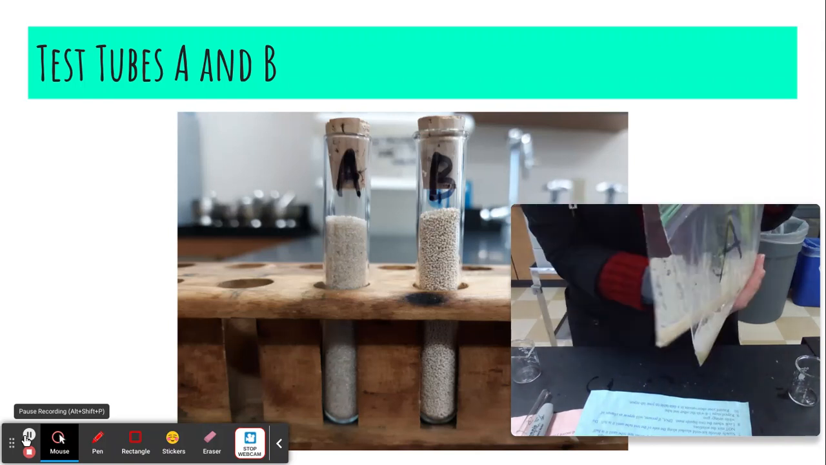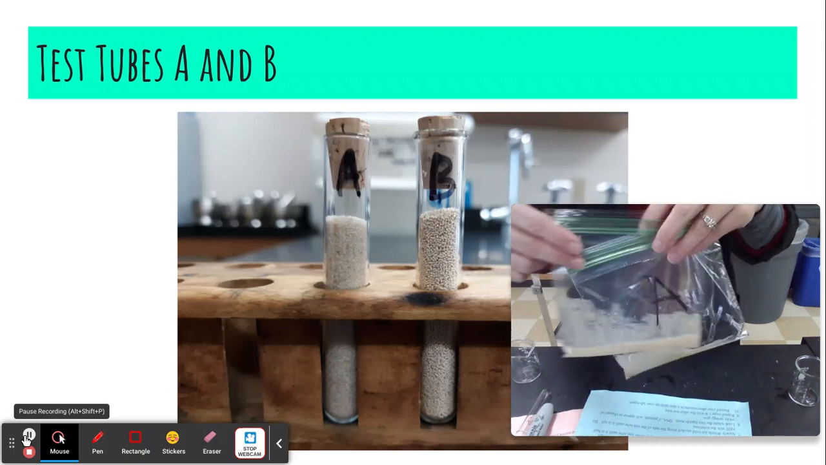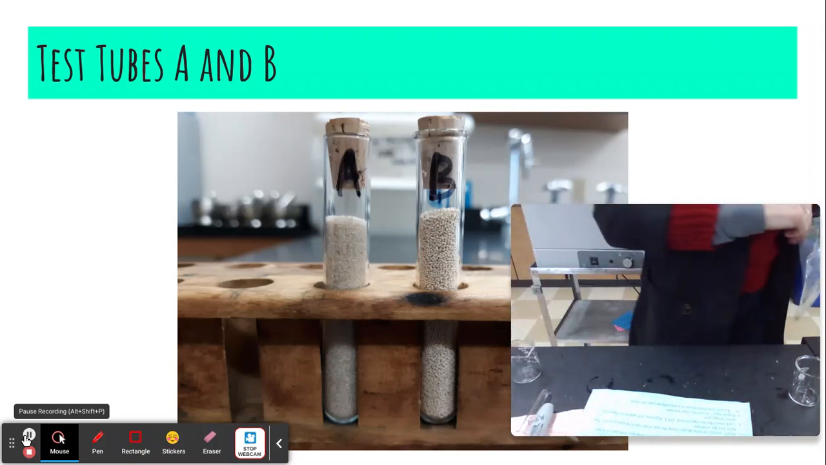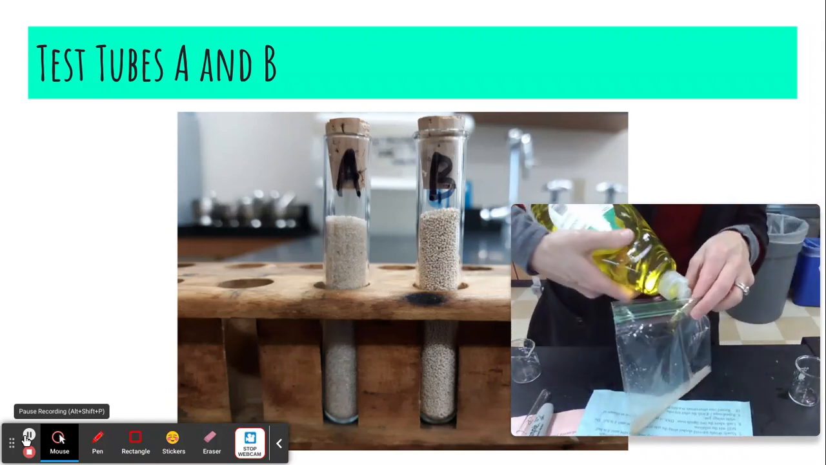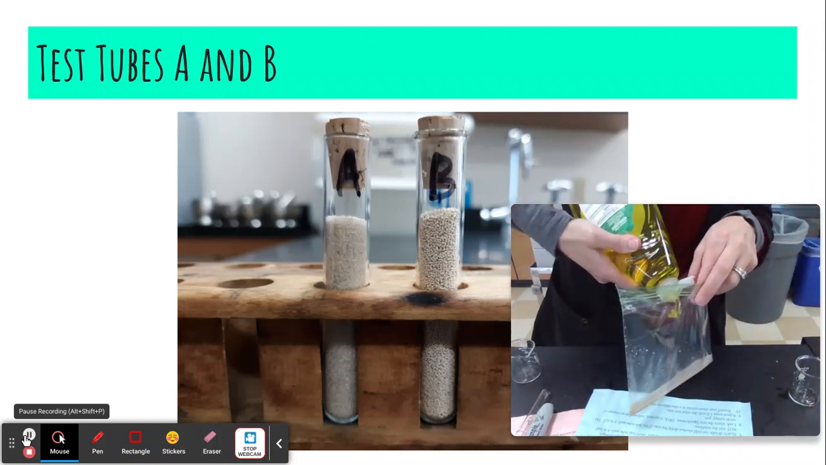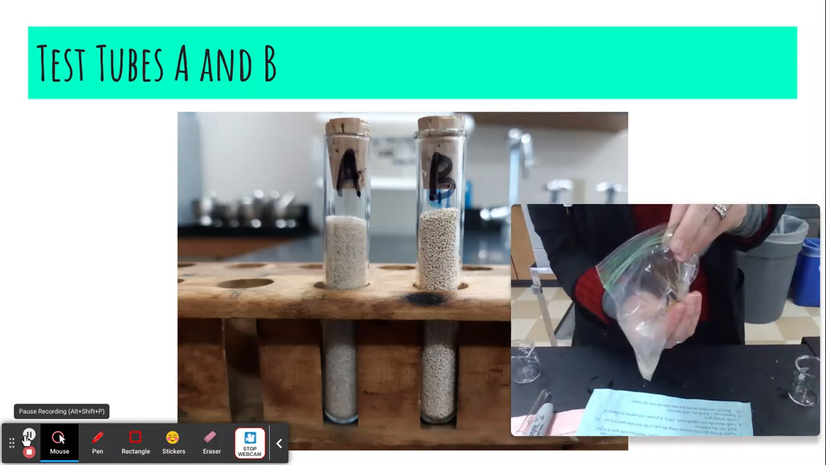Okay, I'm going to hope that that's enough. So then it says add 1 milliliter of dish soap to each bag. So I've got my dish soap right here. So here's my dish soap. And I'm going to go ahead and just give it a squirt. We don't need to measure carefully, just a squirt. Good enough. And we're going to mix it up a little bit.